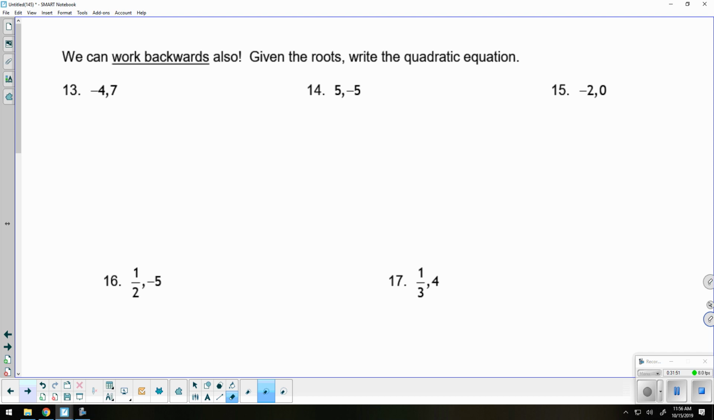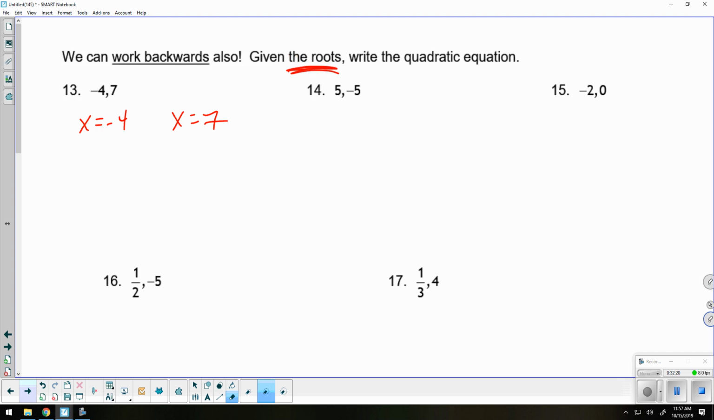It says we can work backwards also. So given the roots, you have to write the quadratic equation. We're given the roots, right? Basically, we're given the solutions. That's what the roots are. So you got to work these backwards. For 13, we know that x equals negative 4, and we know that x equals 7. These are the solutions. Where do these solutions come from? What quadratic equation did these get derived from?